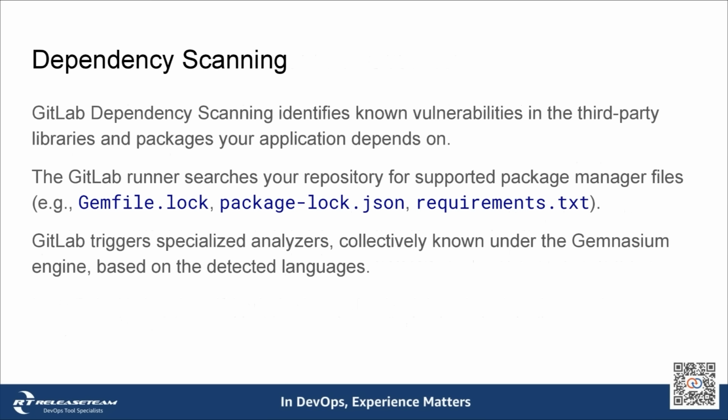Dependency scanning is a security process that identifies known vulnerabilities in the third-party libraries and packages your application relies on. Modern software is rarely written from scratch. Developers typically use open-source frameworks and libraries to speed up development. Dependency scanning ensures that these building blocks do not introduce security risks into your project.